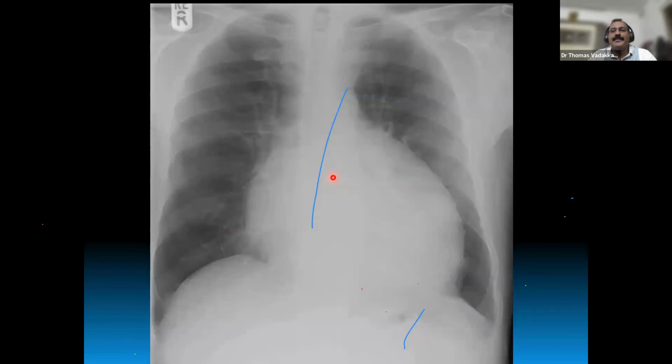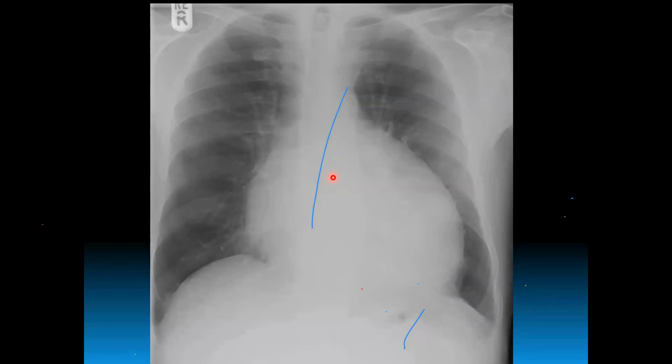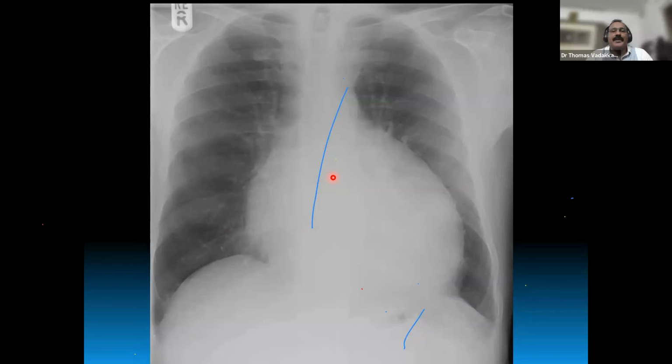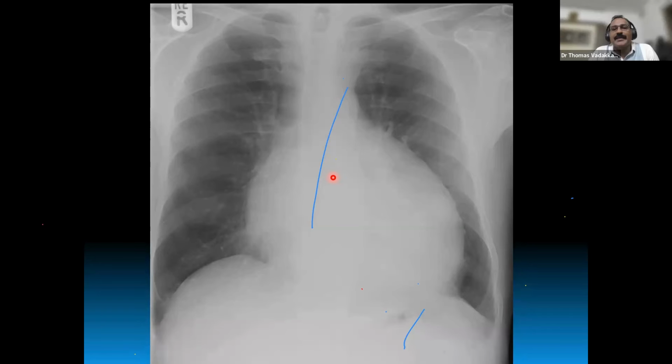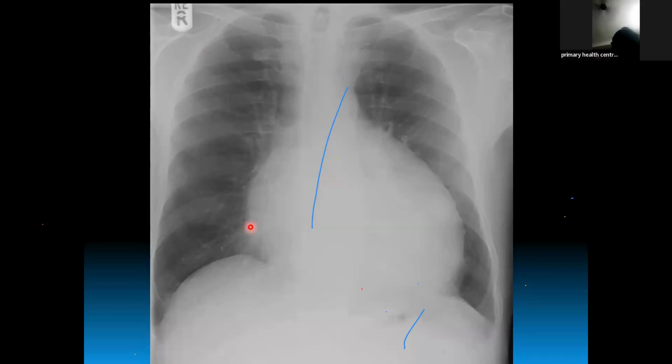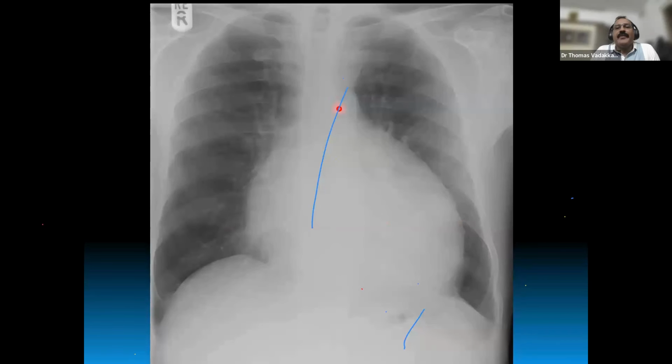Any peculiarity in the shape of the heart? Pericardial effusion. Very good. Can you say the sign? Not water bottle, leather bottle sign, right? Yeah, leather bottle sign. Very good. When you find the cardiac shadow like this, always refer the patient to cardiologist or do an echo test. Patient will be having moderate to massive pericardial effusion.